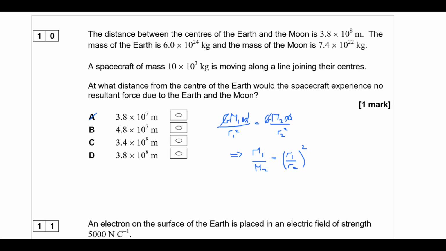So we can already eliminate A and B because those are very close to the Earth, because you can see they're a power of 10 down. 3.8 is exactly at the Moon. Well, it's not going to be there, so we can get to the fact that the answer is C here without actually doing any calculations. And if you do the calculations, it would take you a very long time. So you need to be a bit smarter with a question like this.